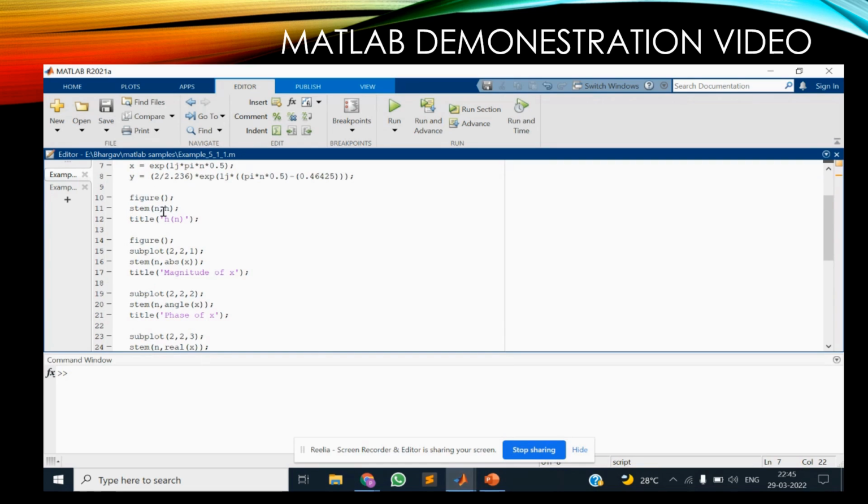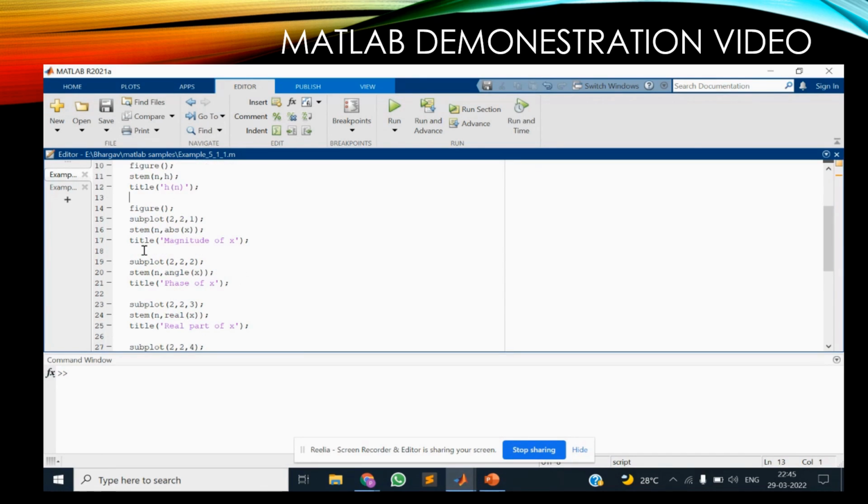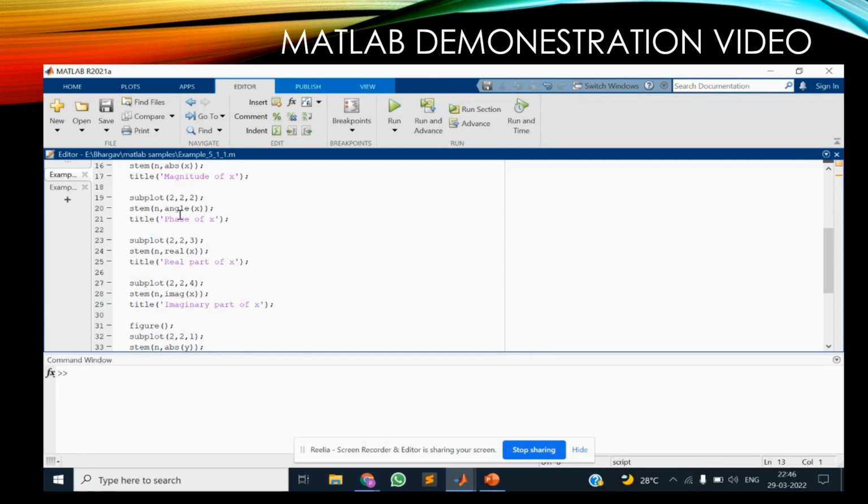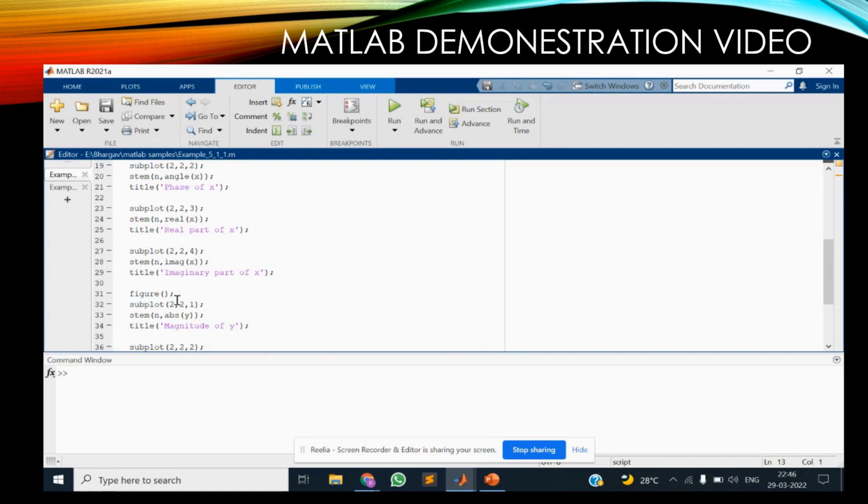Now we can see the signal spectrums of these inputs. Figure 1 shows h of n, which is the impulse response of the system, and figure 2 shows x of n, the input function, with magnitude, phase, real part and imaginary part, which we show in the plots. For magnitude, abs of x is defined, and for phase, angle of x is defined. For the real part, real of x; for the imaginary part, imag of x. In figure 3, we show the output in magnitude, phase, real part and imaginary part.